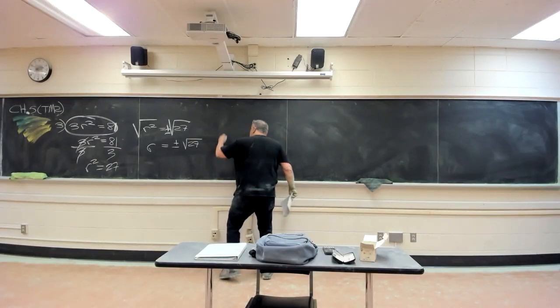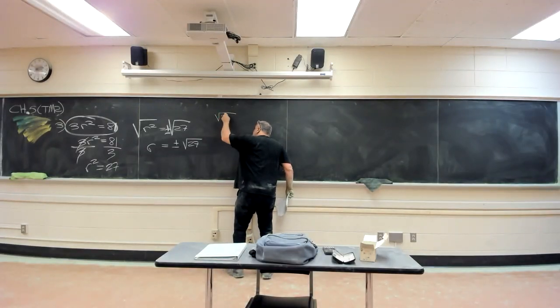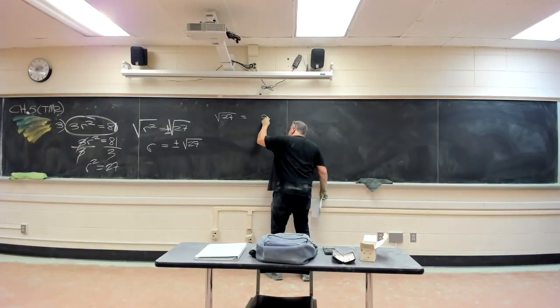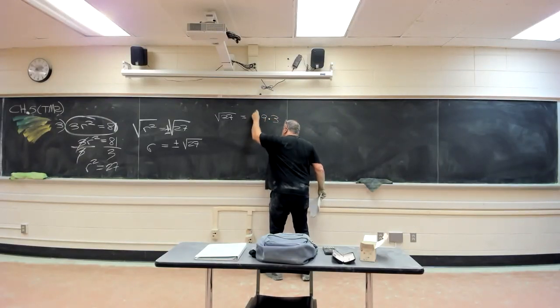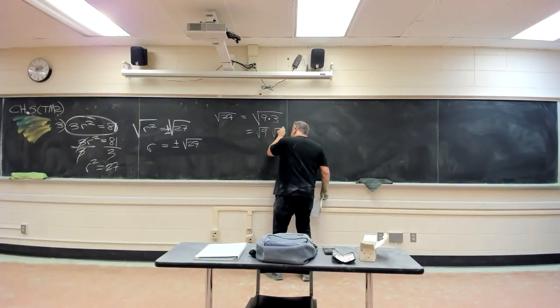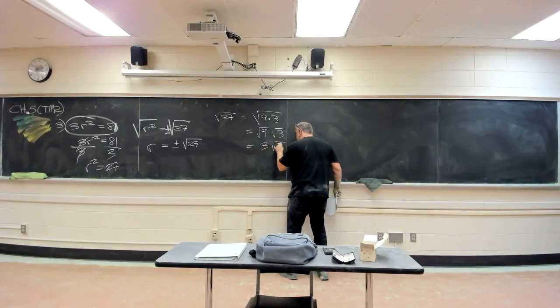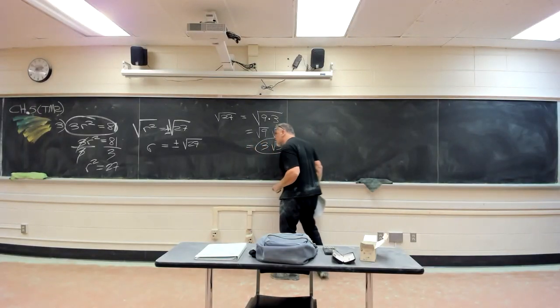Got a question to ask. Is 27 the same as 9 times 3 or 3 times 9? The root of a product, we've gone into this, the root of a product is the product of the individual roots. The square root of 9 is 3. The square root of 3 is a radical. We're just going to leave it.